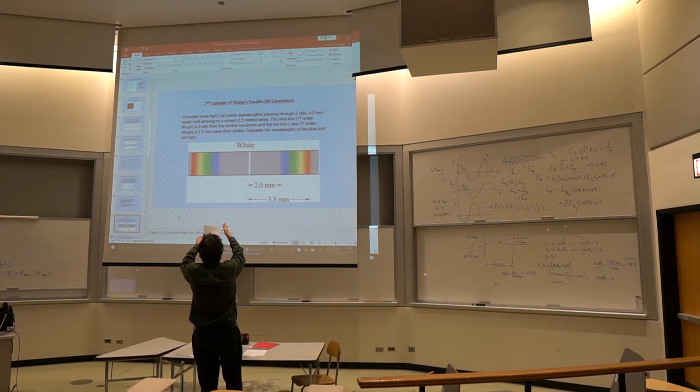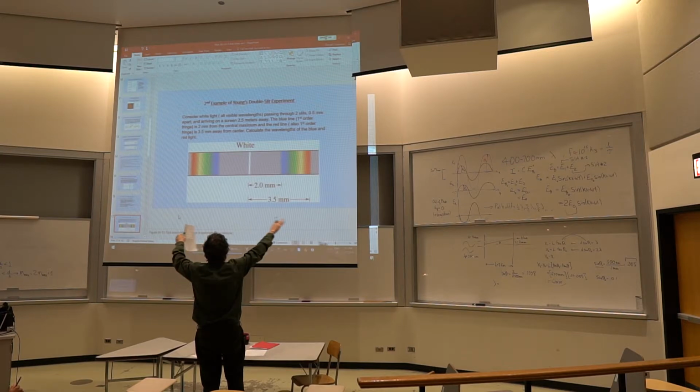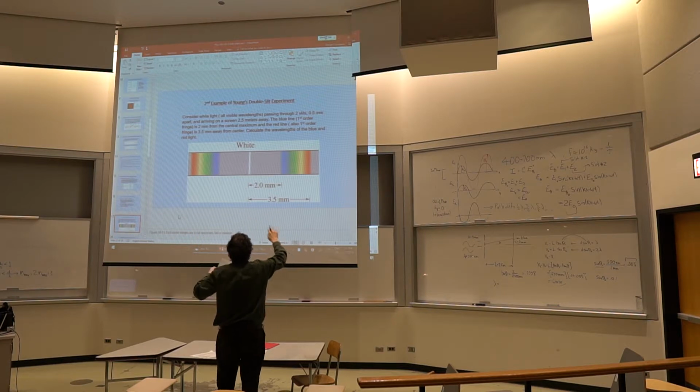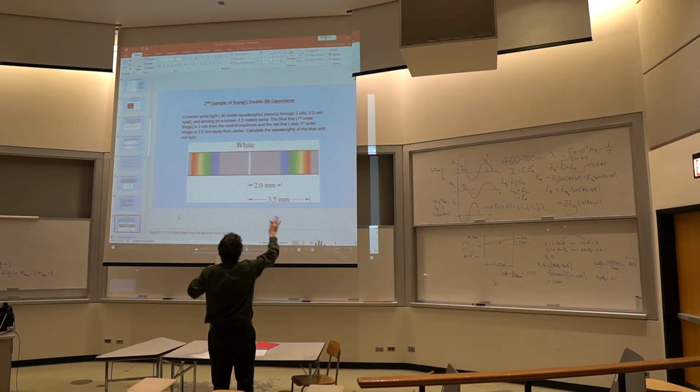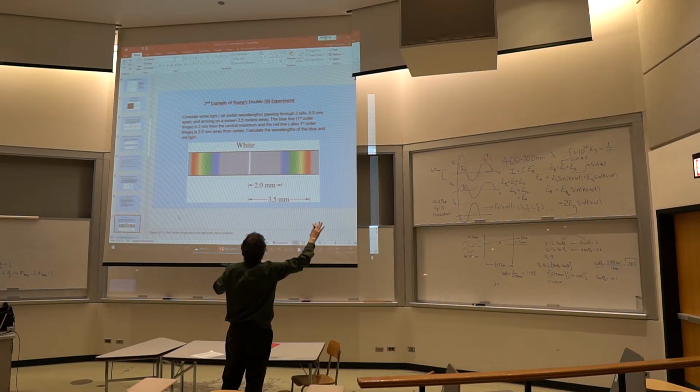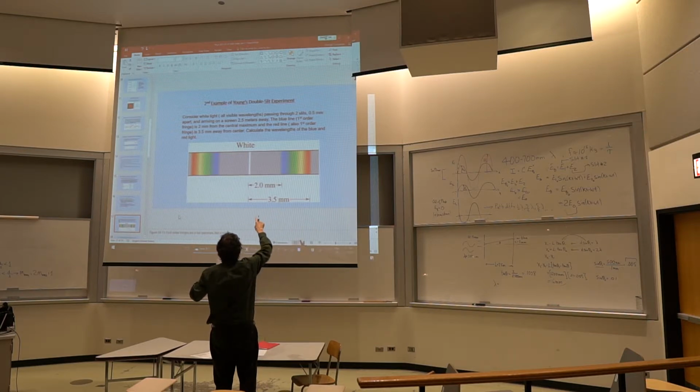If I had a broader screen, then I would see the pattern repeat. This is the m equals 1 case for those 4 colors. I would then, at a higher angle, find the m equals 2 for blue, green, yellow, red, and then they would repeat. So I get blue, green, yellow, red, blue, green, yellow, red, and so on. This is m equals 1. The next one is m equals 2. The third one is m equals 3.